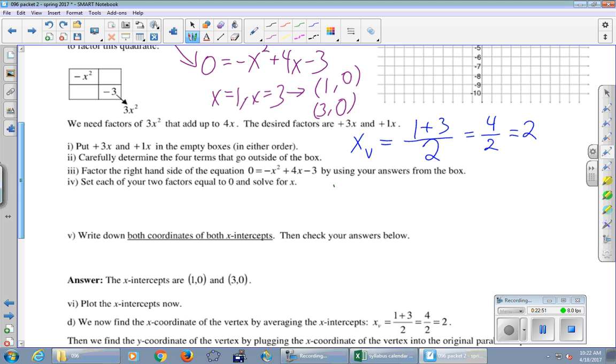So we're going to write here y sub v. This is the y coordinate of the vertex. So negative x squared plus 4x. I'm just going to leave blank parentheses here and then a minus 3 at the end. So this is my shell. Every x has become blank parentheses. And now what number is going into those parentheses? 2. It's just that.